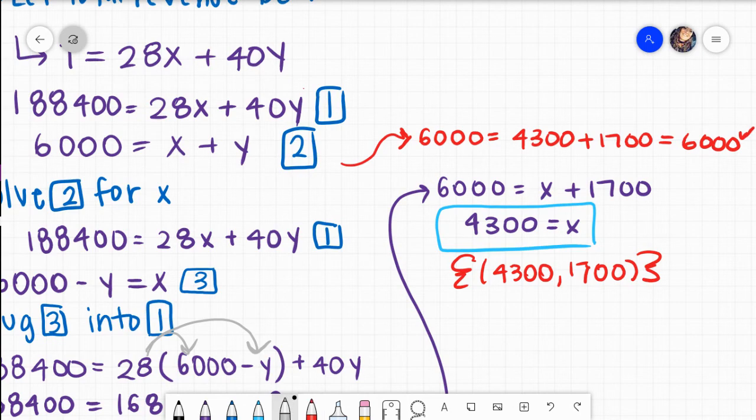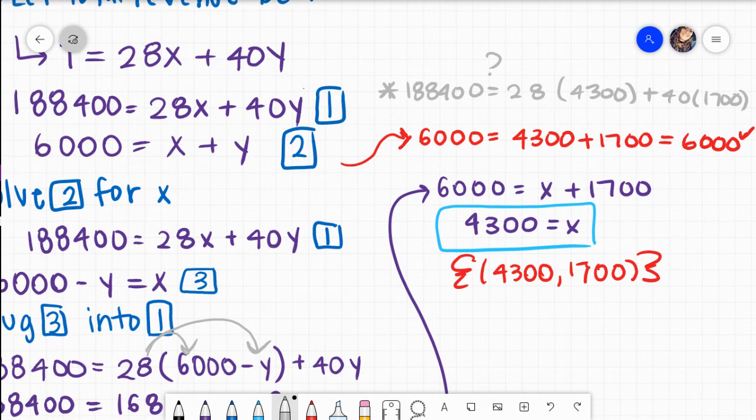And then time-wise, I'm not going to actually do this, but if we plugged it in here, I would get 188400 equals 28 times 4,300, close, plus 40 times 1,700. Go ahead and check that in your calculator. You should get 188400, which means that the number of $40 tickets that they sold was 1,700, and the number that they sold of $28 tickets was 4,300.